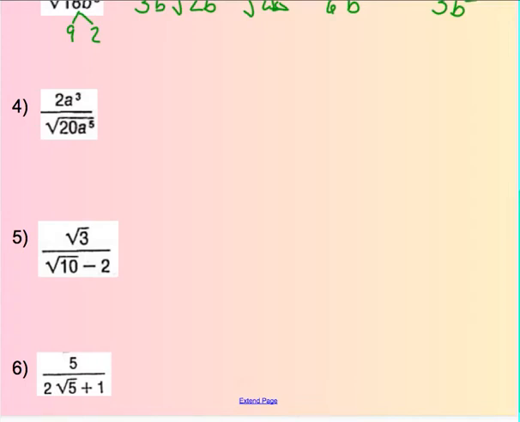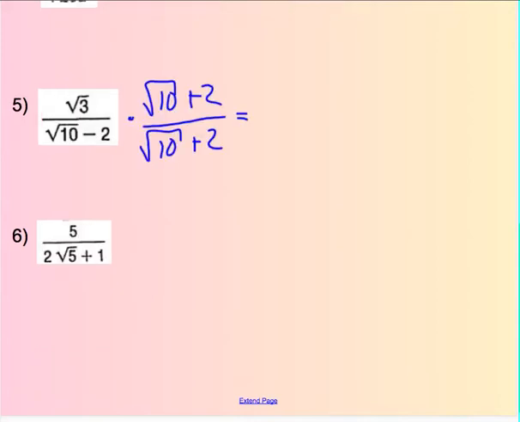So for number 5, when we rationalize there is one radical and one is not, we do it the same way we did with complex numbers, by multiplying by the conjugate. So I'm going to multiply by the square root of 10 plus 2 over the square root of 10 plus 2. So in the numerator, I'm going to distribute my square root of 3. Square root of 3 times square root of 10 is square root of 30, plus 2 square root of 3. Since they're not both under a radical, I can't combine them.